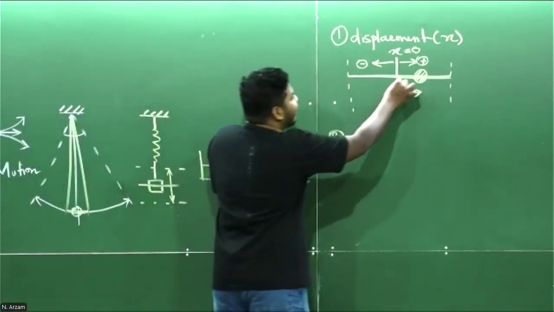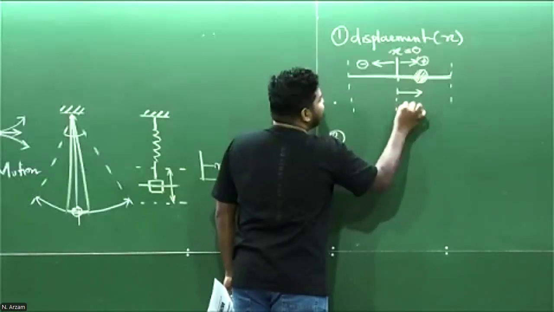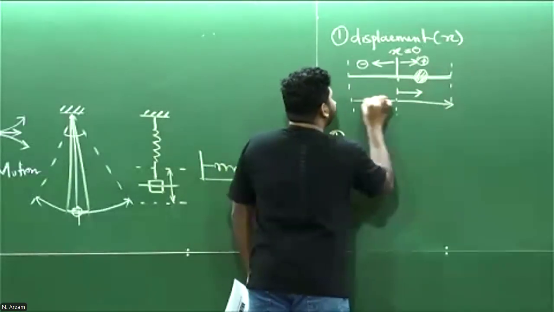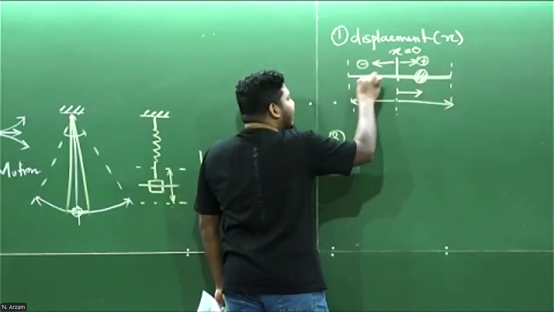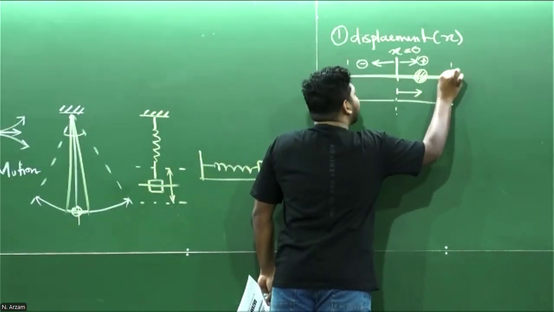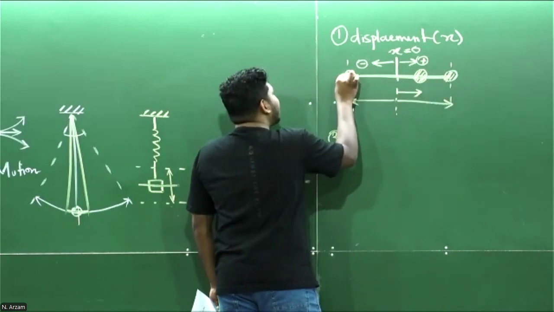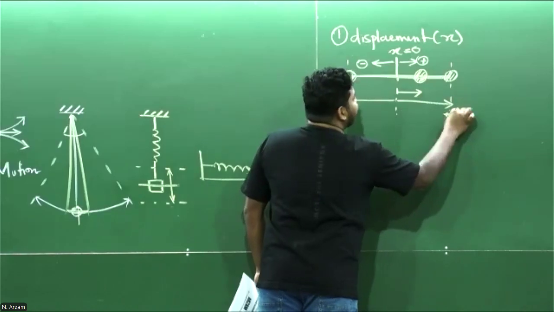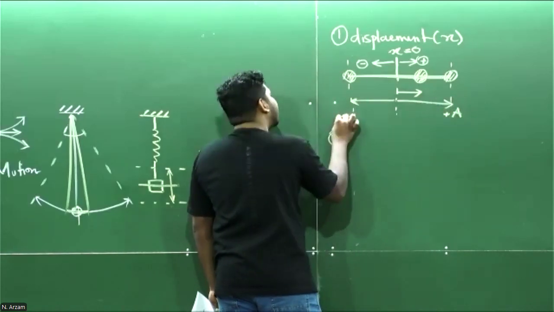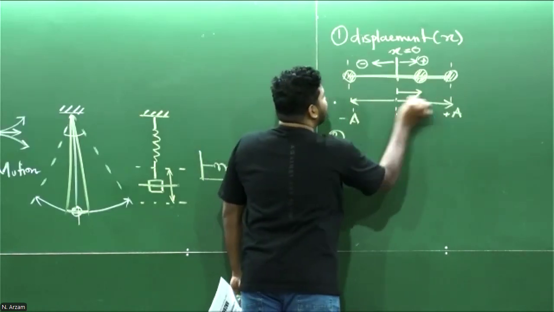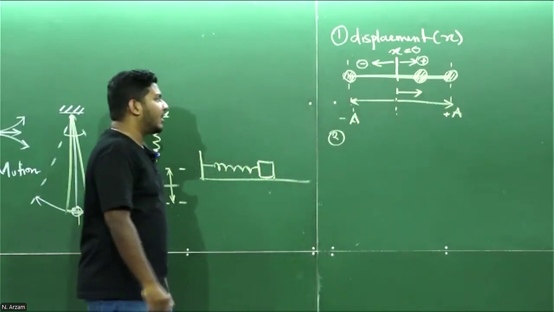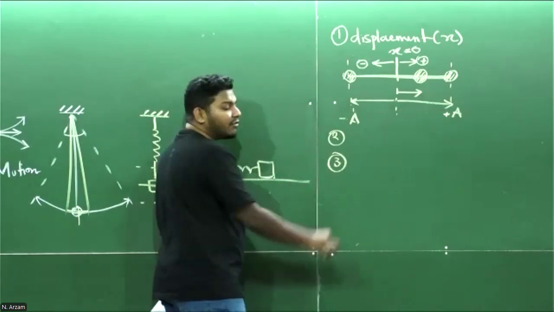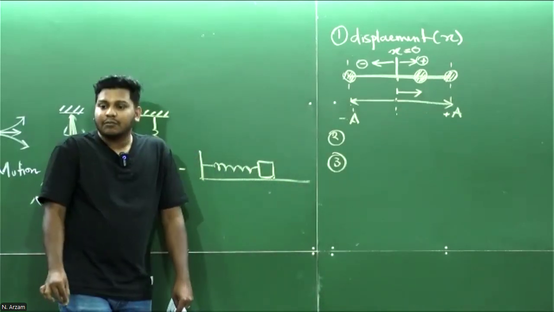So where the particle can go in this simple harmonic motion, this is the maximum displacement the particle can travel. So if this is positive amplitude, this is negative amplitude. These 2 points are known as the amplitude, right? The third one, what we studied, is periodic time or time period.